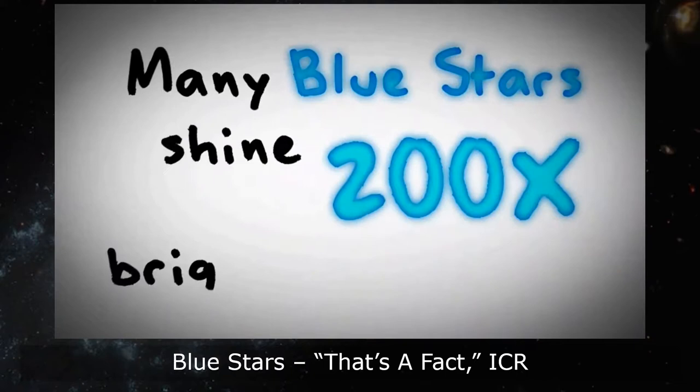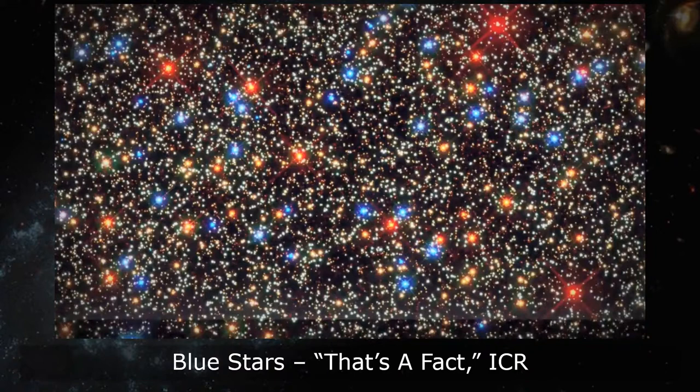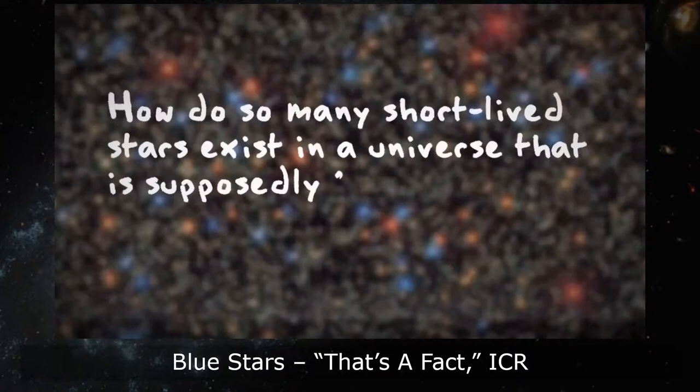Blue stars are like SUVs. They have a big gas tank, but very poor mileage. And they illuminate all parts of the night sky. How do so many short-lived stars exist in a universe that is supposedly 13.8 billion years old?